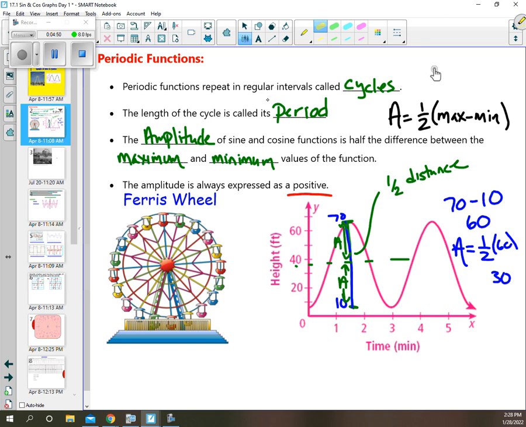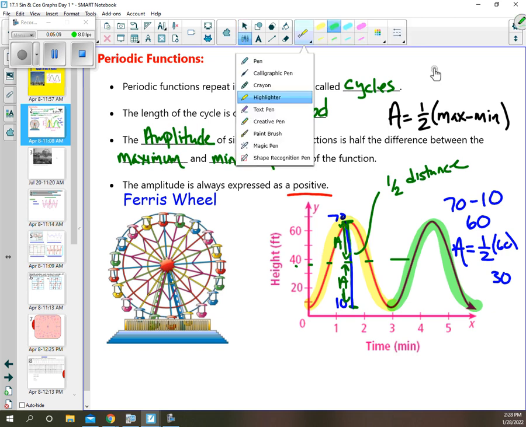So for this one, we start at a location, we go up to the top, and when we get back to that same location again, that would be the length of a period. I just highlighted one, and then it repeats again. Let me grab a different color here. So here's the second one. This one actually shows 2 complete cycles.